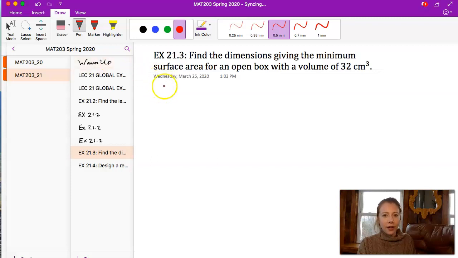So surface area, I'm just going to call it S. It's going to be length times width, because we have an open box, so we only have 5 sides rather than 6. It's going to be length times width plus 2L times H plus 2W times H.